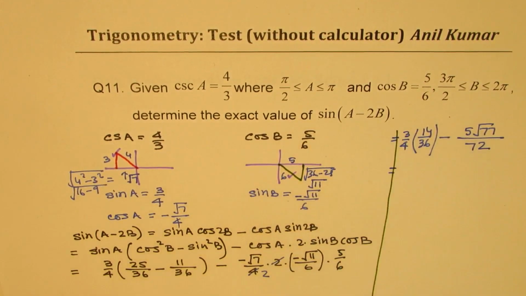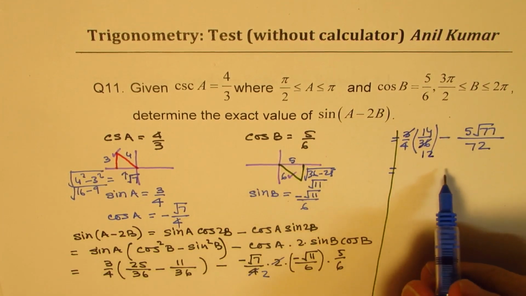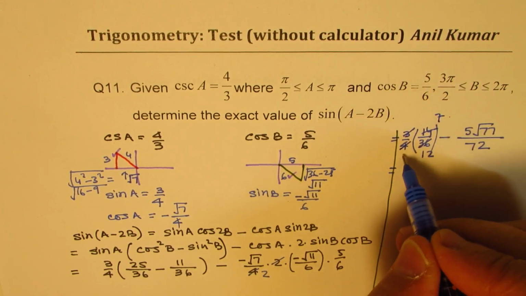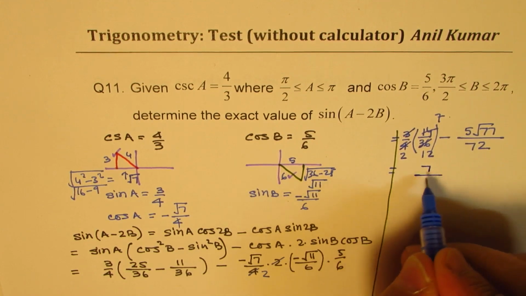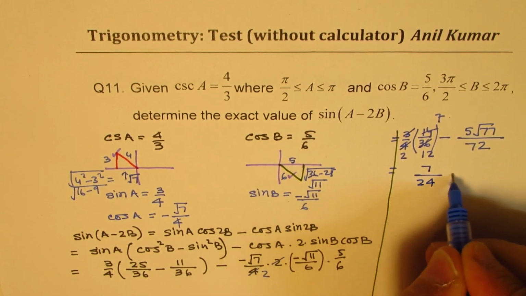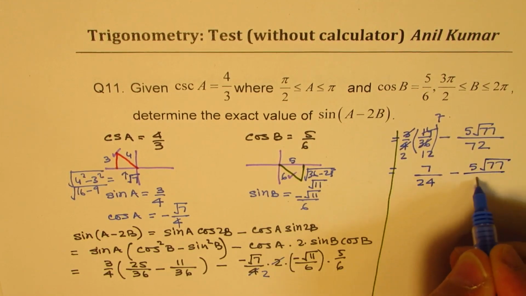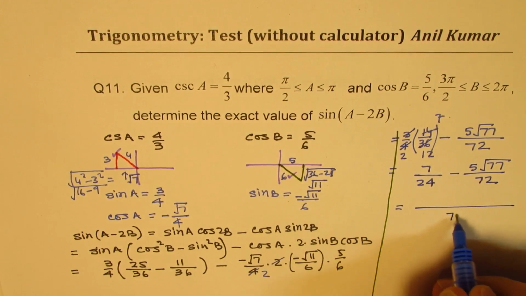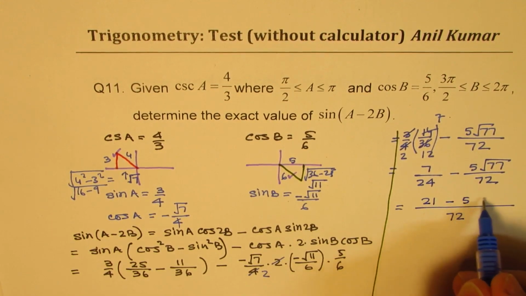Okay, so now we could simplify this further. 3 goes 12 times. Okay. And that is 7 and 2. So we have here 7 over 24 minus 5 square root 77 over 72. So 72 is a common factor 3 times. So we get 21 minus 5 square root 77 as our answer.